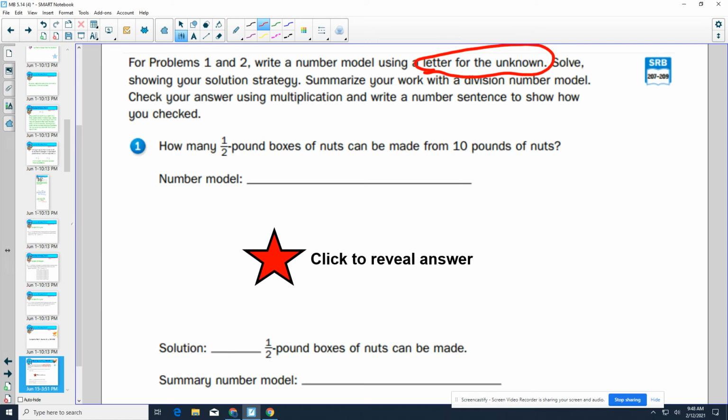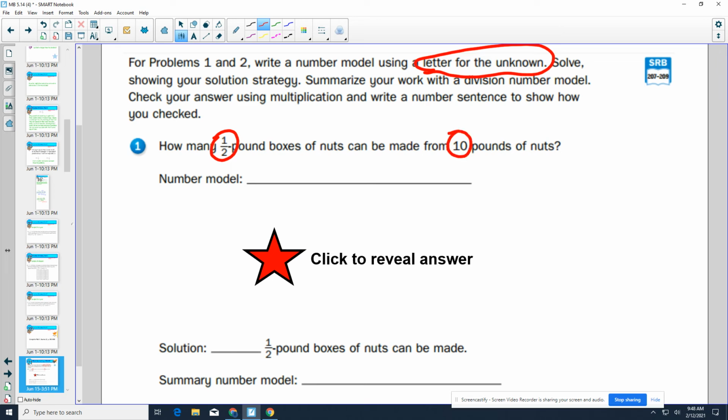Solve, showing your solution strategy. Summarize your work with a division number model. Check your answer using multiplication, and write a number sentence to show how you checked. So let's use cubes on the first one to see what we're splitting up here. How many half-pound boxes of nuts can be made from 10 pounds of nuts?